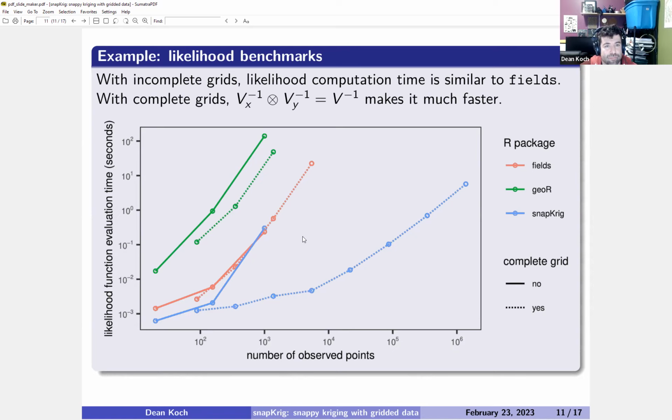And the takeaway from this plot here is that every implementation I've looked at has the same kind of growth curve in evaluation times as our sample size gets bigger, except for snapKrig on the complete grid case. And that is because we are using this Kronecker product trick in that case. And you can see it speeds things up dramatically. We can work on problems that are many thousands of times larger than what we might have previously been able to work on using these packages in this context.